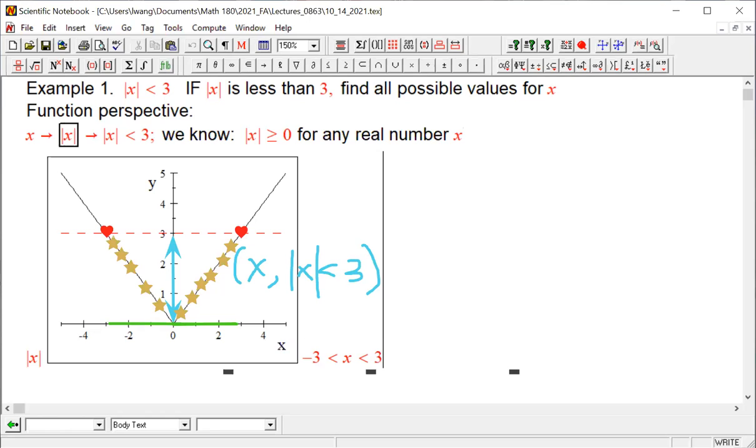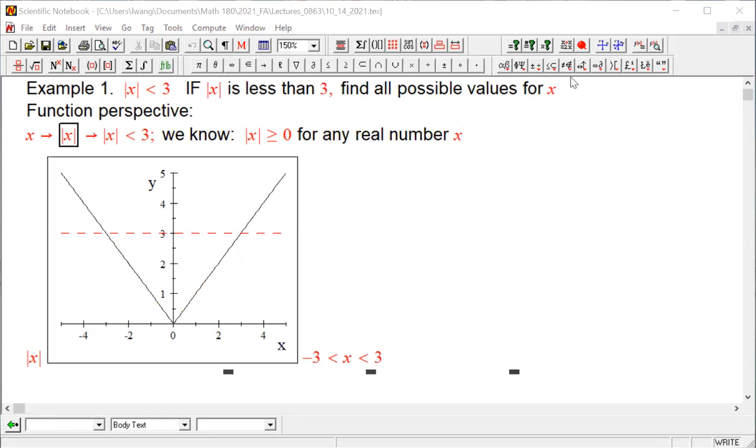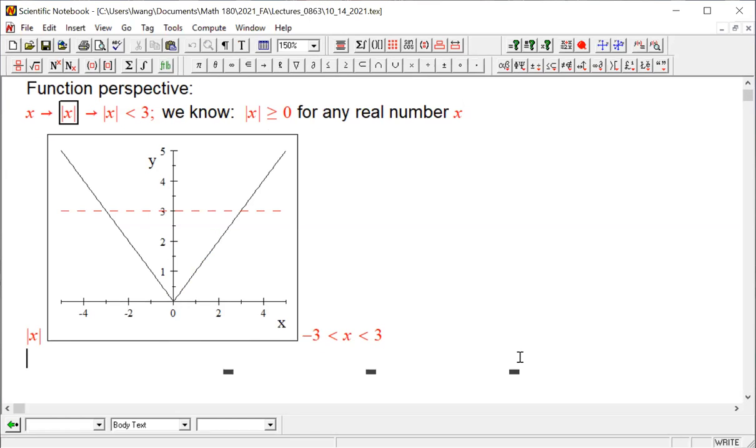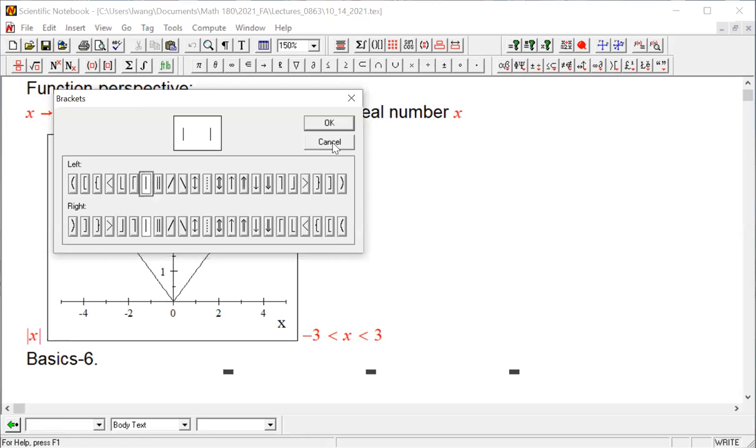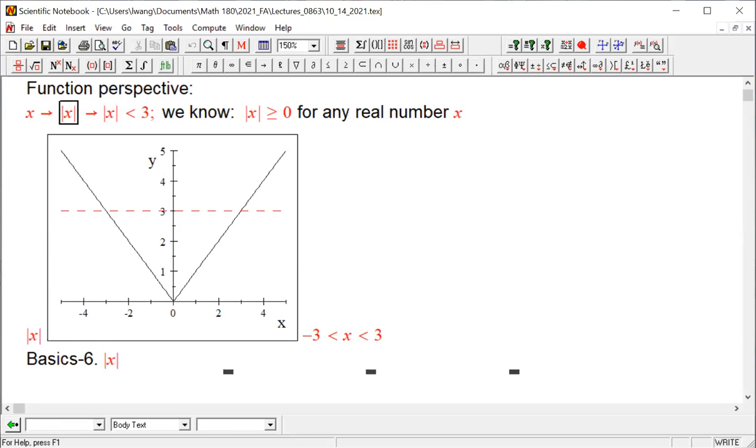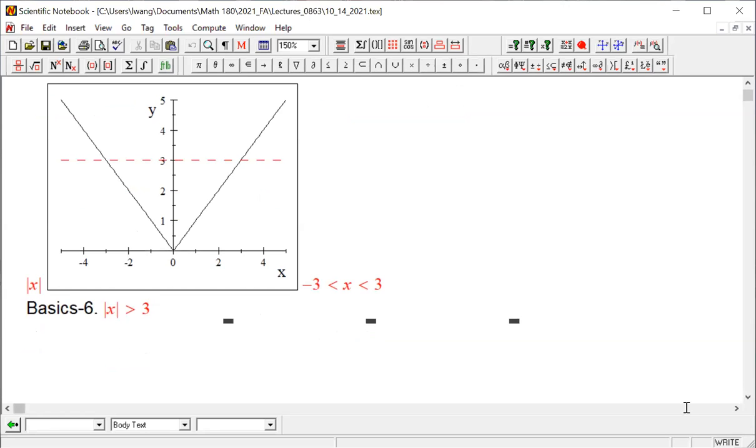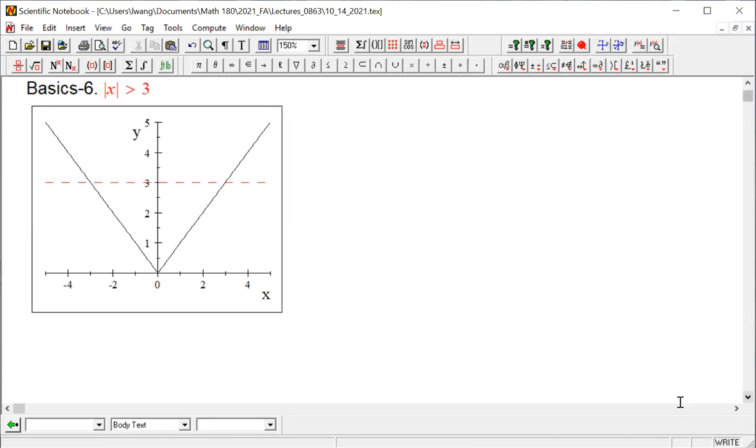This one is going to be basic 6. Okay. Take the example of absolute value greater than 3. So what would that mean? It's pretty much the same thing, except you want the output to be positive, to be greater than 3.